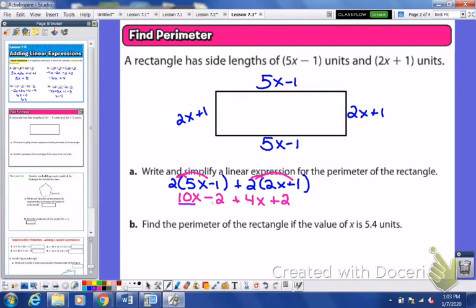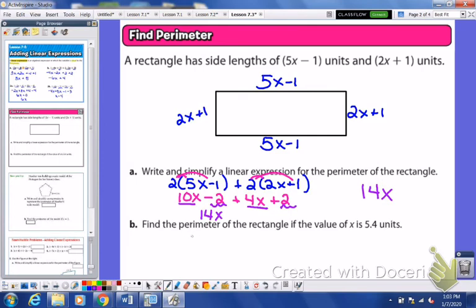Now we want to look at like terms. So I have 10x and 4x. I have a negative 2 and a positive 2. So combining like terms, 10x plus 4x gives me 14x. And negative 2 plus 2 is 0, so I know I don't need it, so it's just 14x. So then part B, I'm going to write this over here so it's a little bigger. That's our answer. Find the perimeter of the rectangle if the value of x is 5.4 units.